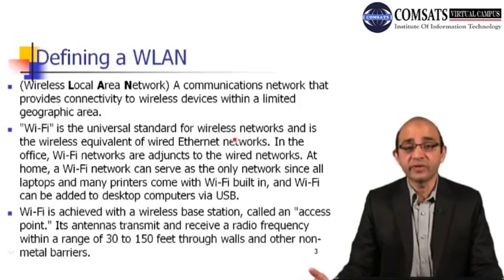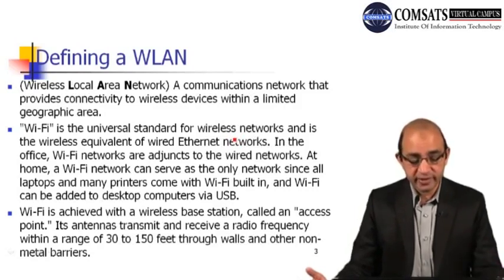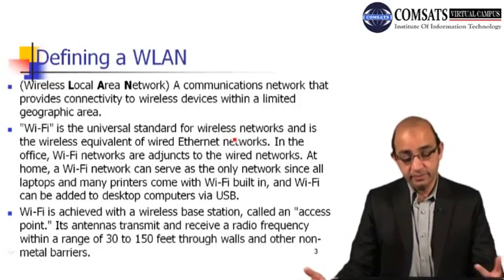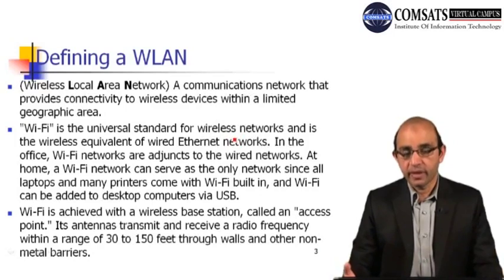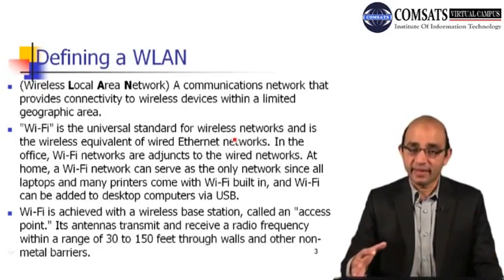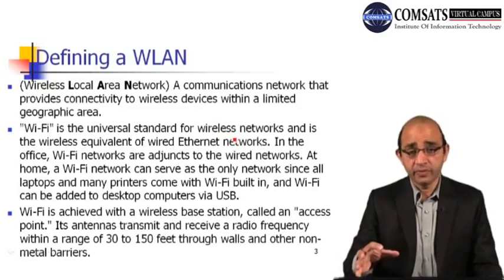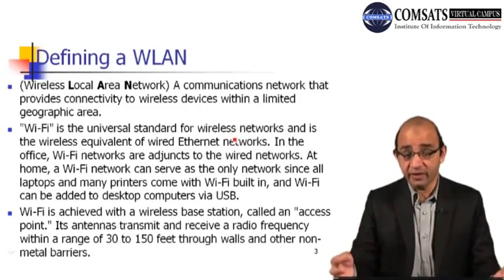So Wi-Fi is the universal standard that is being used in WLANs for wireless networks and the wireless equipment of wired Ethernet networks, right? If we talk about the office, Wi-Fi networks are an adjunct to the wired network. So you can say that we have the wired network, and that wired network is actually the main stream or the main core, where most of the services, most of our servers are placed, because we have the wired infrastructure over there.